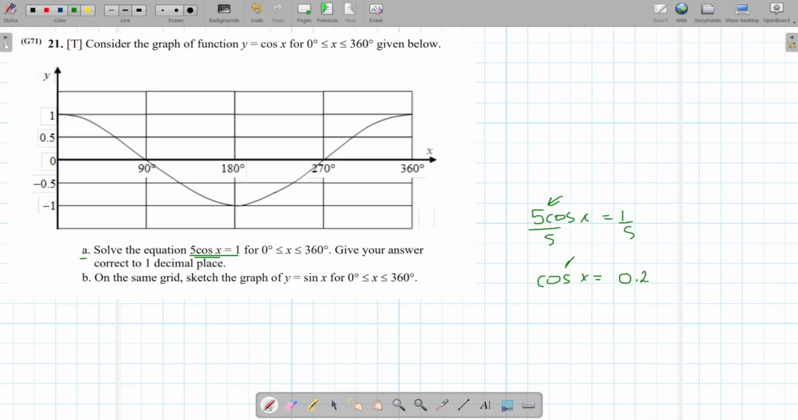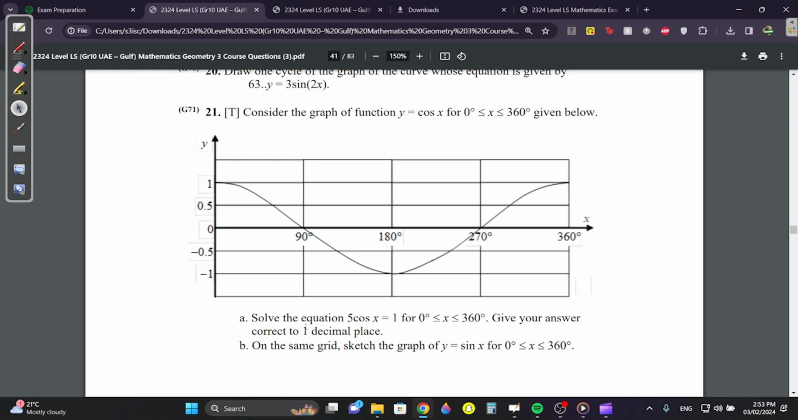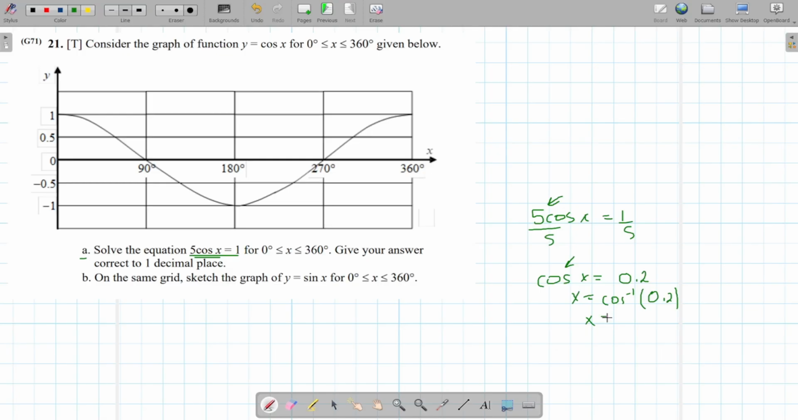How do you find x? You do shift cosine, or inverse cosine. So this is what you write. Let me do it on my calculator: inverse cosine of 0.2 should be 78.46. Let me check the solution. They want one decimal place, so it will be x equals 78.5. Make sure to put degrees. If you write this, you'll get full marks. It's that easy.